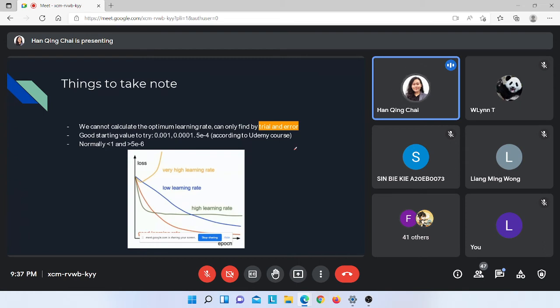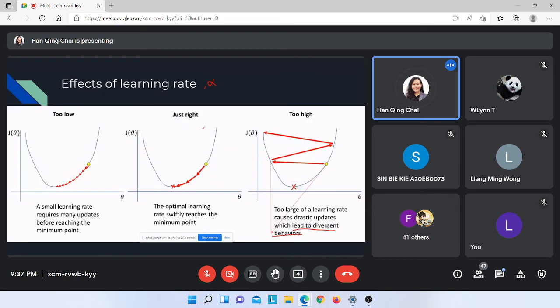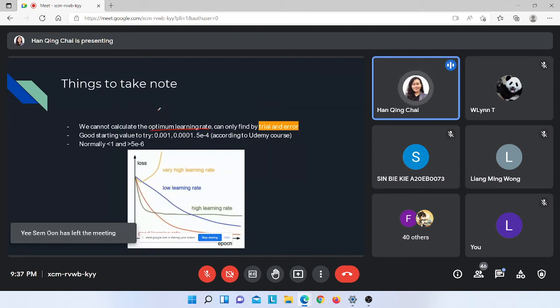And one important thing is, how do we know what is the best learning rate? This thing just right, how do we know it? Well, this is why we train our model, because we never know, so we can only use trial and error to find the best value. Some suggested good starting values to try are 0.001, or even this, of course, according to the Udemy course, you guys can have a look at it. And therefore, the normal rate is around this part.